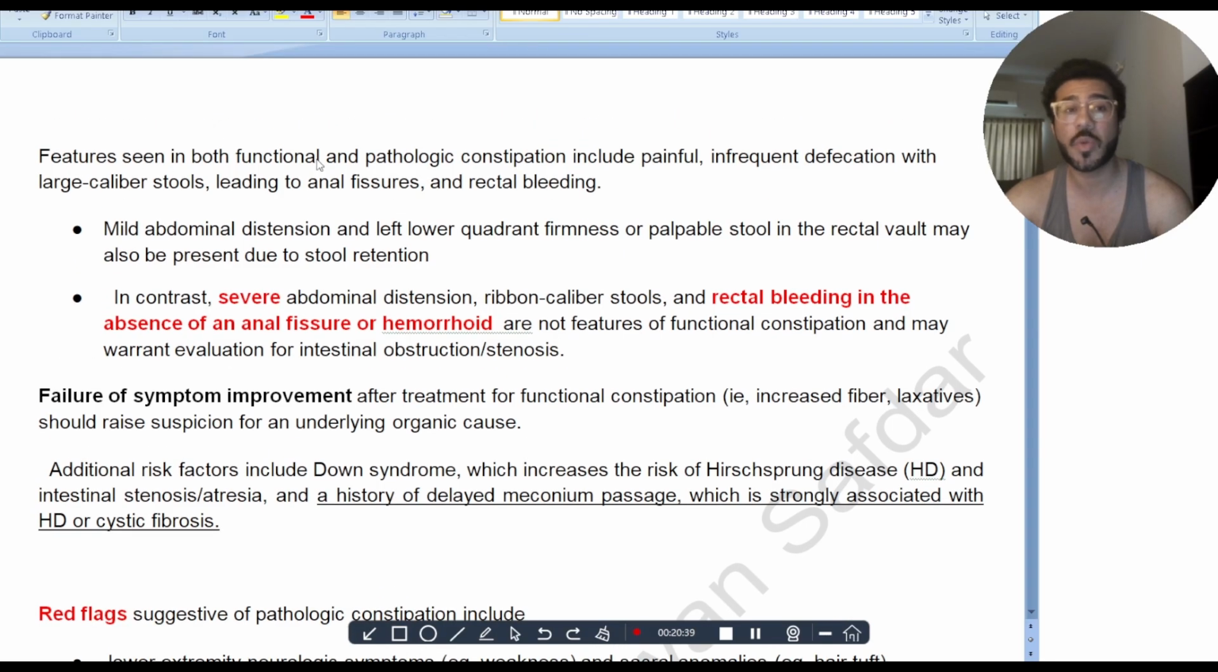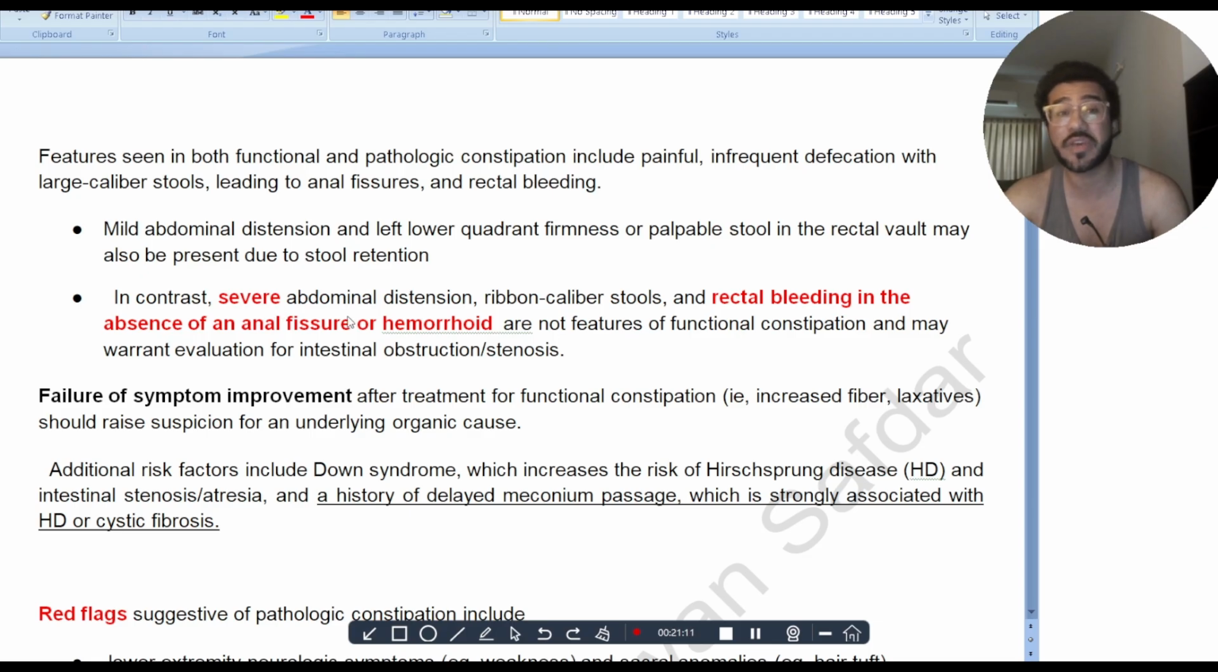So features seen in both functional and pathological constipation include, obviously there is constipation going on, it can cause anal fissures, so painful defecation leading to anal fissures and lateral bleeding. This is common in both. Mild abdominal distension would be seen in functional, and left lower quadrant firmness or palpable stool in the rectal vault may be present due to stool retention. So obviously if you palpate the left iliac fossa, you're gonna get a palpable stool or hard mass would be observed.